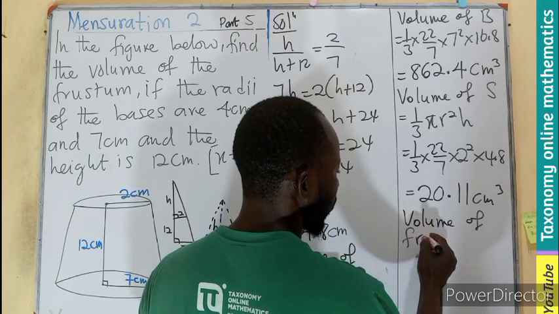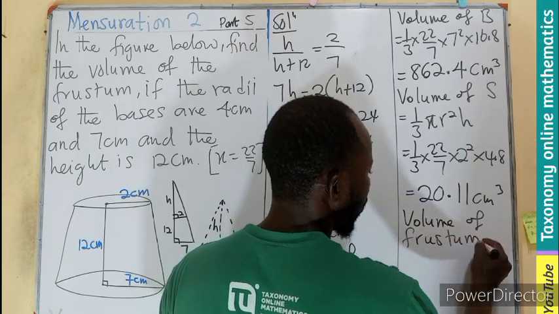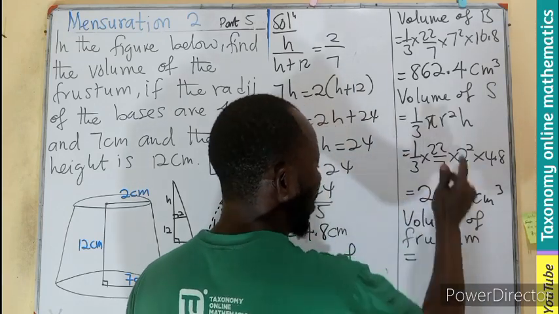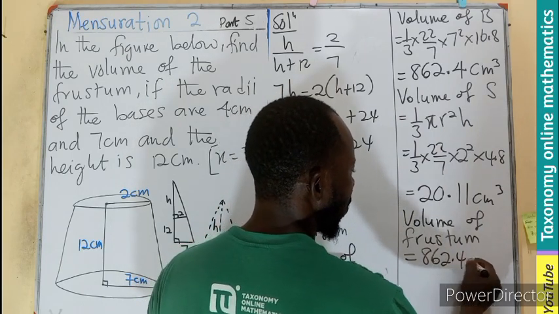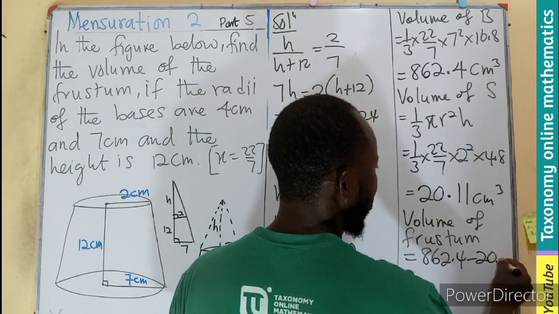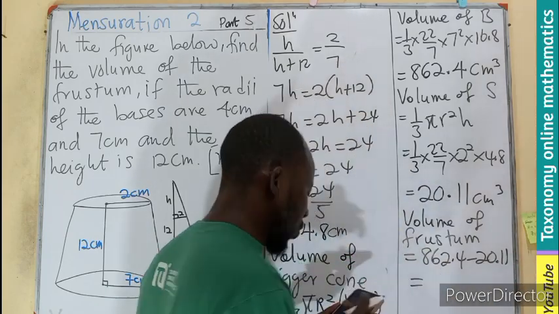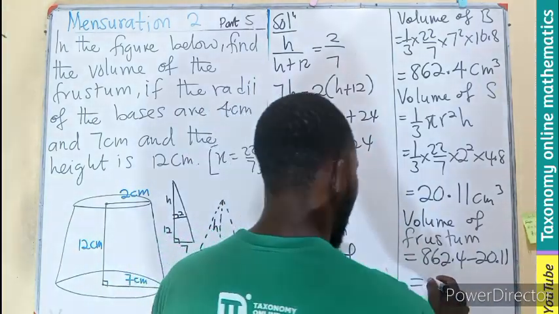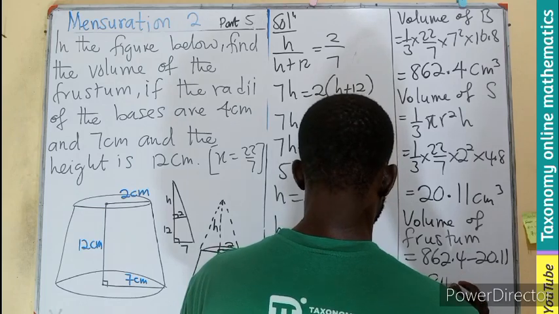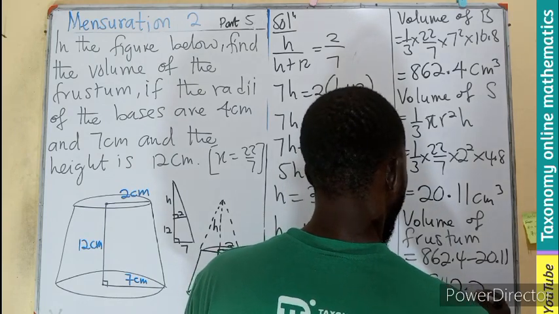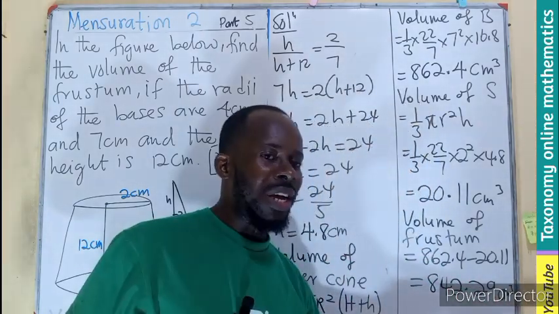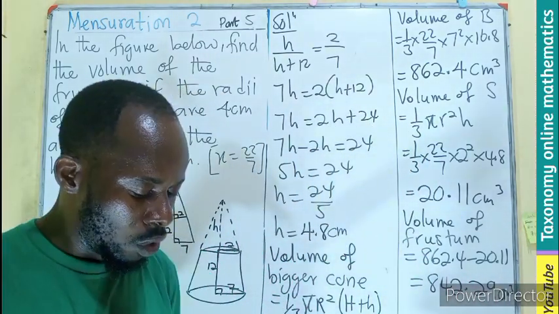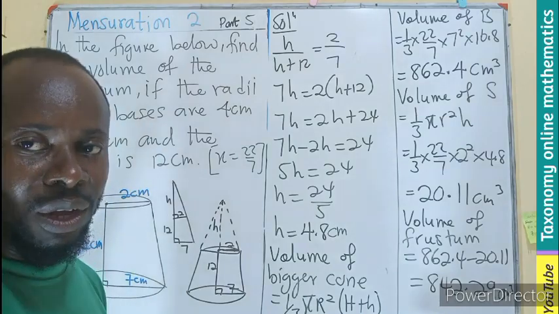Therefore, the volume of the frustum will be equal to the volume of the bigger one, 862.4, minus 20.11. What do we think we're going to get? That will give us 842.29 centimeter cube.